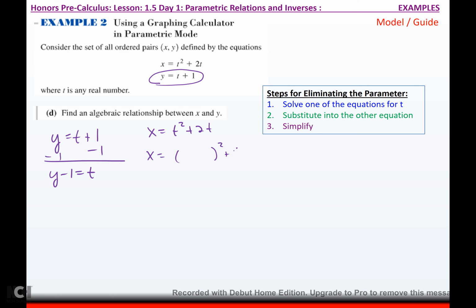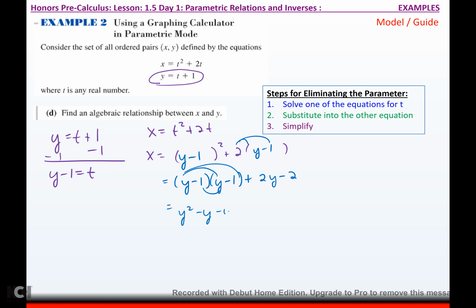So now I'm going to plug that into my x equation. So I'd have t squared plus 2 times t, and my t is y minus 1. If I simplify that, distribute the 2, I get 2y minus 2, y squared minus y plus 1 plus 2y minus 2. This is -2y plus 2y, which cancels, and I get y squared minus 1. And that's what x equals. Okay?